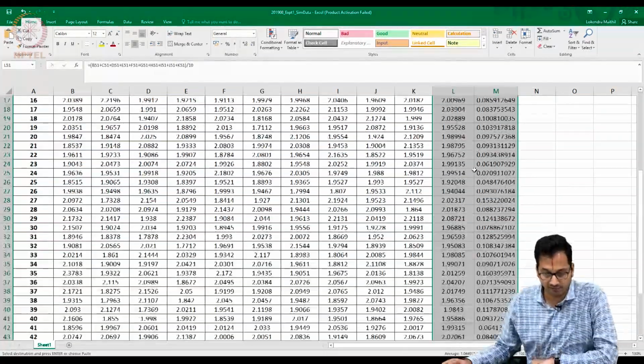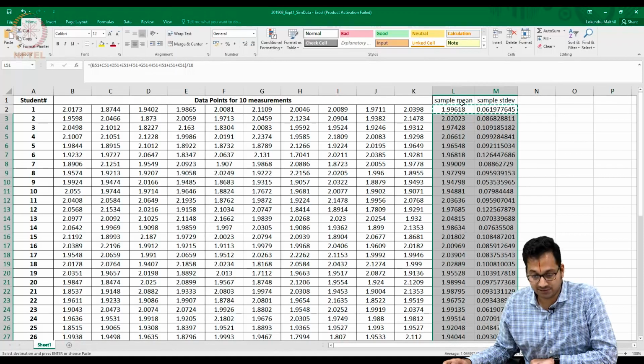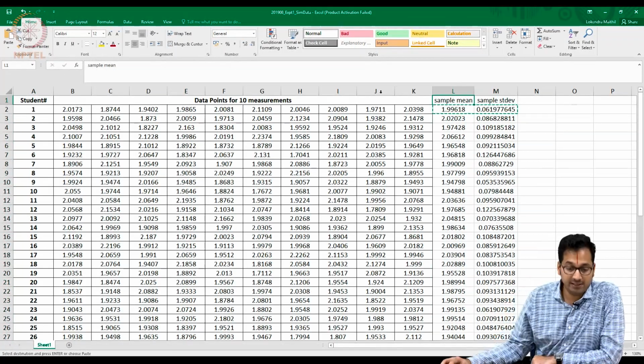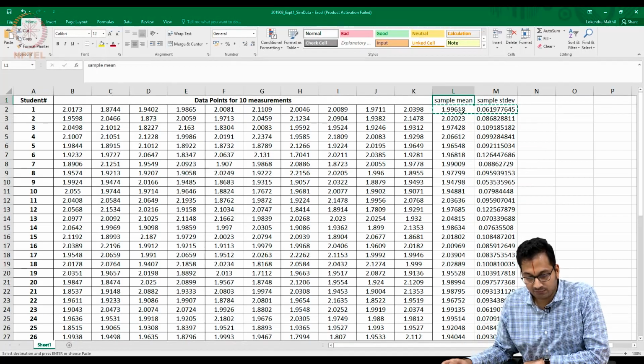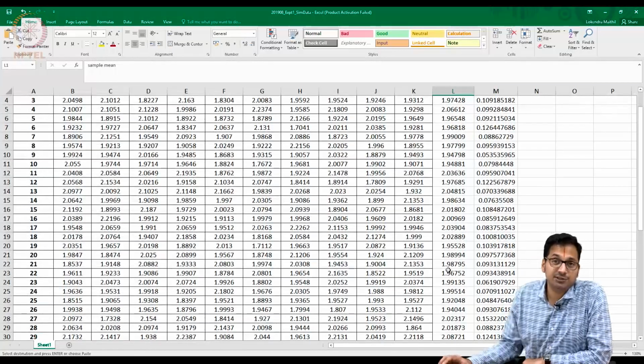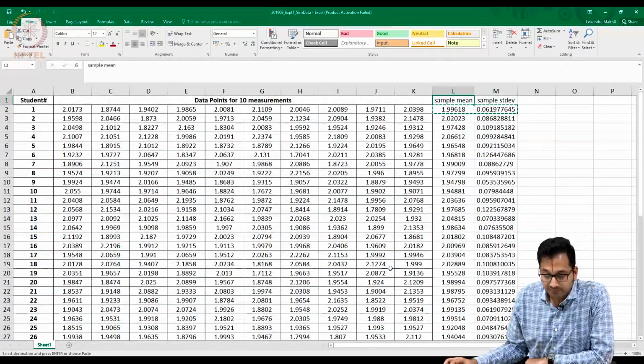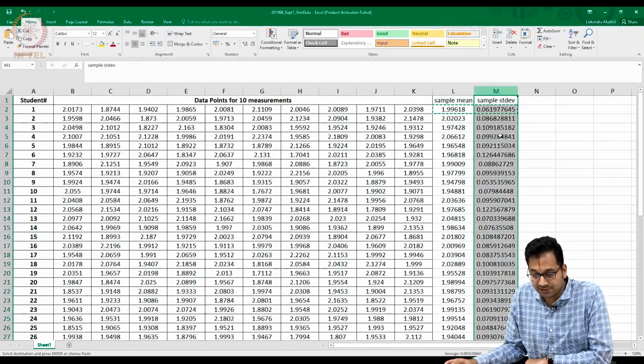You just copy paste the formula, and you are able to get the average and standard deviation for each of the students independently. And what you are able to realize is that within a single standard deviation, almost all the averages work out with each other. However, there are variations that come in the sample standard deviation.